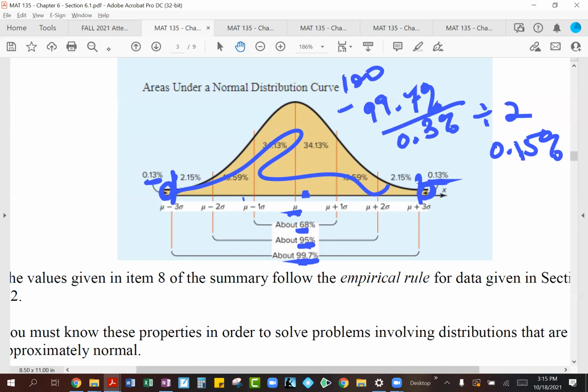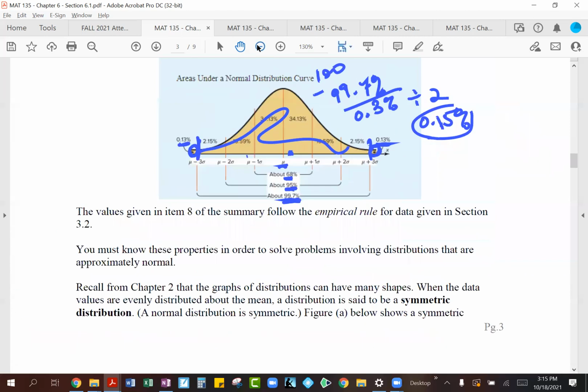The exact number you will see actually comes out to be 0.13 and 0.13 if we take all of these decimals into play. But if you go with approximately 99.7 for 3 standard deviations, then those tails come out to be approximately 0.15. So you can see a little bit of those tails, and then everything put together comes out to be 100%.